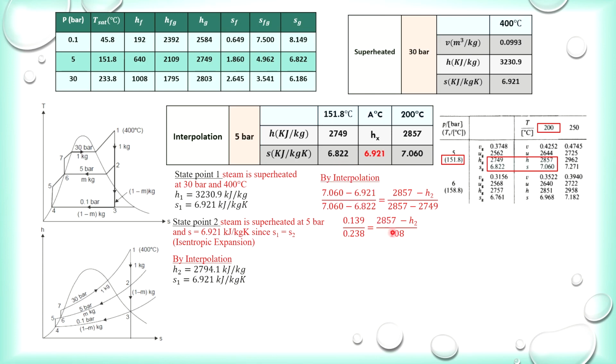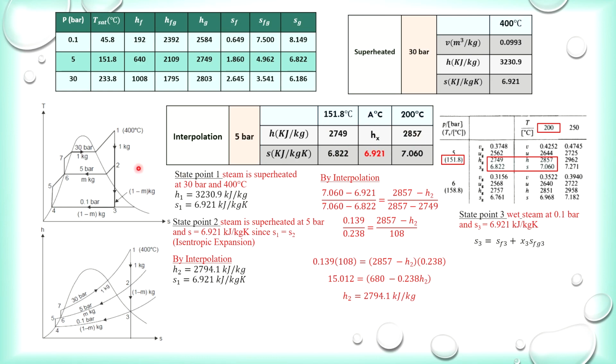From here, I will show you what I have done for the interpolation. Basically what we need is H2. So from here, we will be able to find out that H2 is 2794.1 kilojoules per kg. These are the interpolation calculations for this data to find the enthalpy of H2.